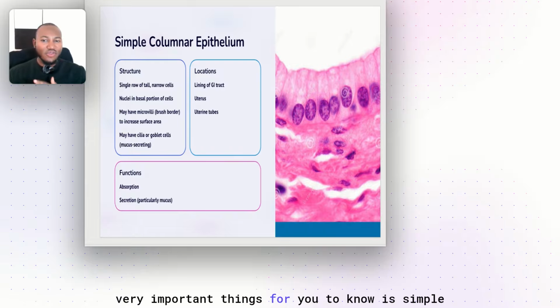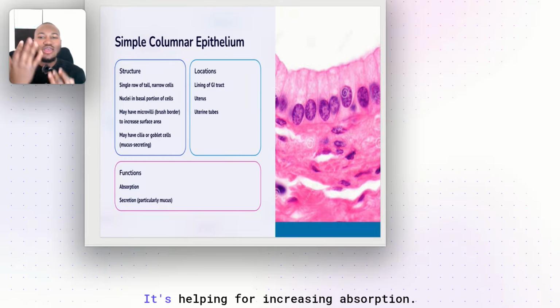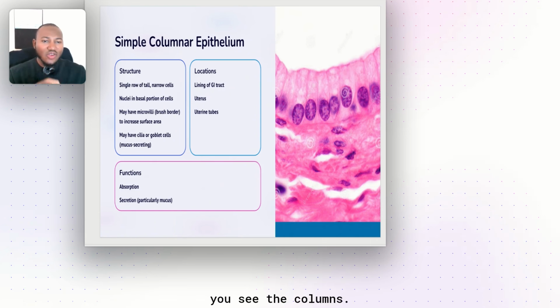Also very important things for you to know in simple columnar. Number one, its location. Location is found columnar, column. It's helping for increasing absorption. If you look at the diagram, you see the columns. Look at it. You see the columns? It helps for absorption, increases the surface area.